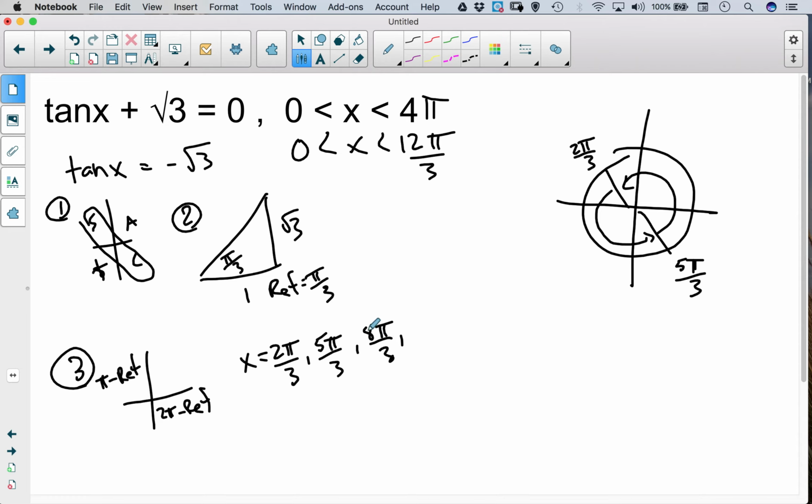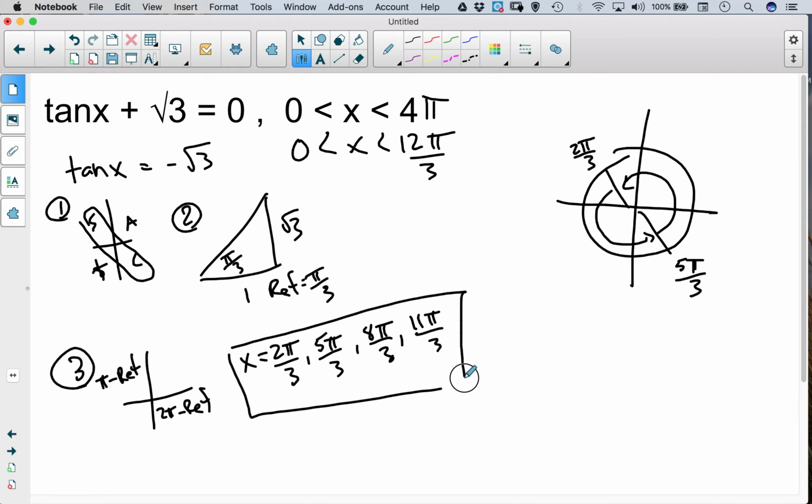And then if I wanted to add more to see how close I could get to 12 pi over 3, I'm going to make it so that I get to 11 pi over 3. Now, could I add another revolution of pi here? No, I could not, because that would make it 14 pi over 3, which would totally break my domain, which I cannot do. So these are the values that I'm stuck with for this question here.